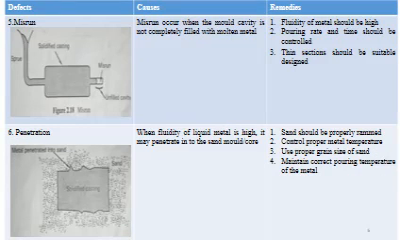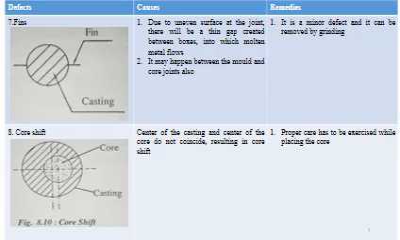Fourth is misrun. The liquid metal does not completely fill the mold, and a gap is left. Whatever gap in the cavity is not filled by the liquid metal is called misrun, or unfilled cavity. That area of unfilled cavity is called a misrun defect of the component. The sixth one is metal penetration into the sand. These are the 8 defects with their causes and remedies.